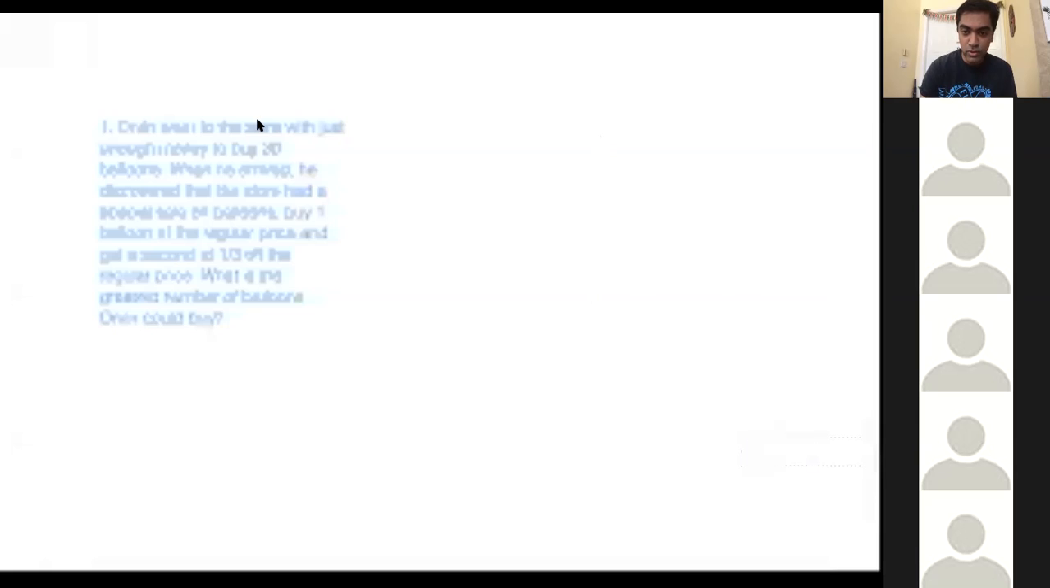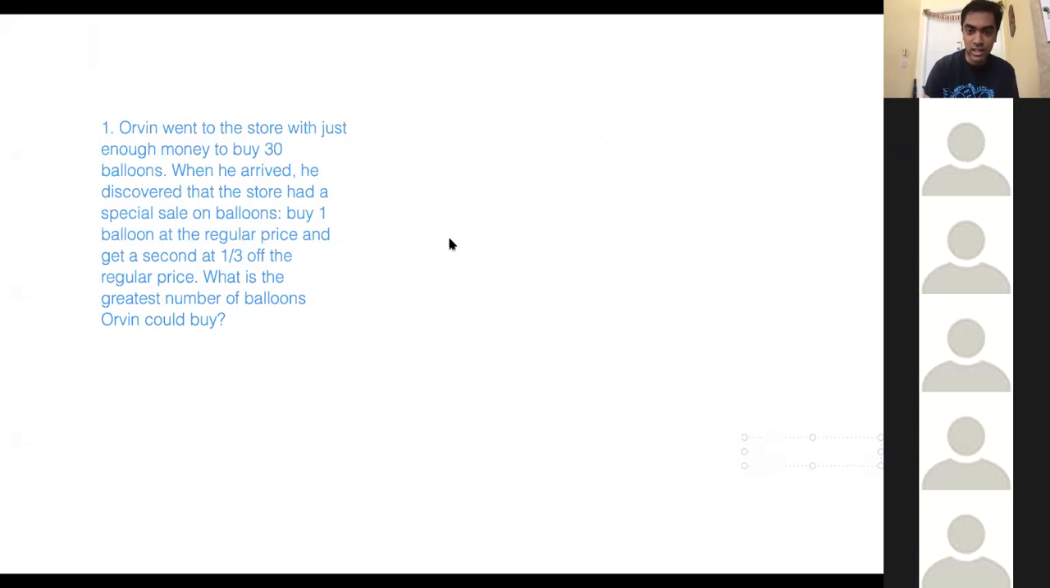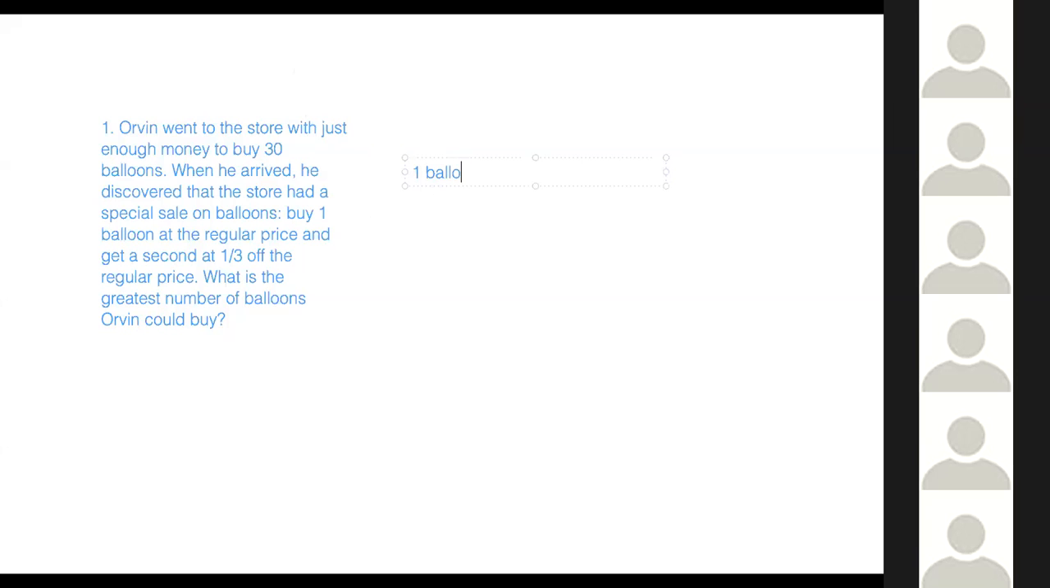I see a few different answers. 36 is correct. Anish, can you explain? I solved it by assuming that the first balloon would cost $1. So then the second balloon would cost 66 cents. So the two balloons combined would be $1.66.